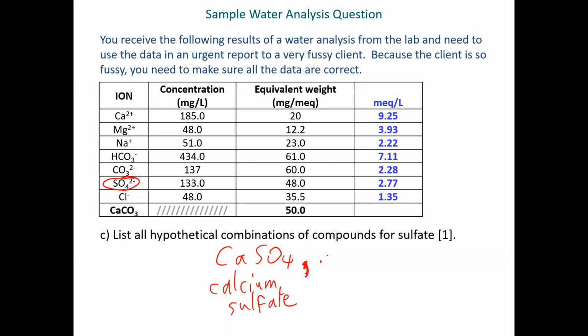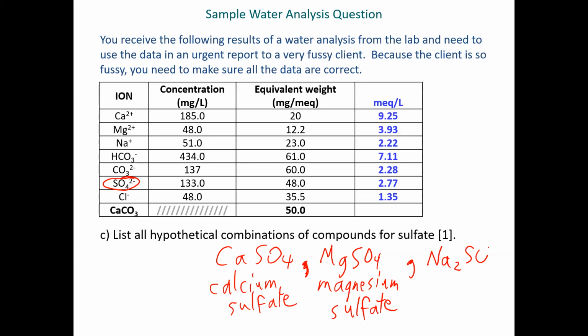Okay, what else? We have magnesium sulfate. Okay, magnesium sulfate, and then we have one more cation. So we have sodium sulfate. So remember to get your chemical compound correct, because sulfate has a valence of 2 negative, and so we have to combine 2 sodiums. So that's sodium sulfate.